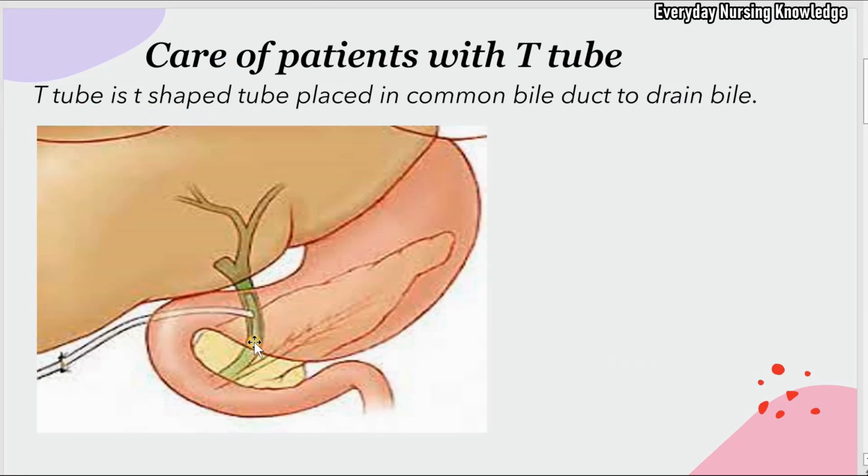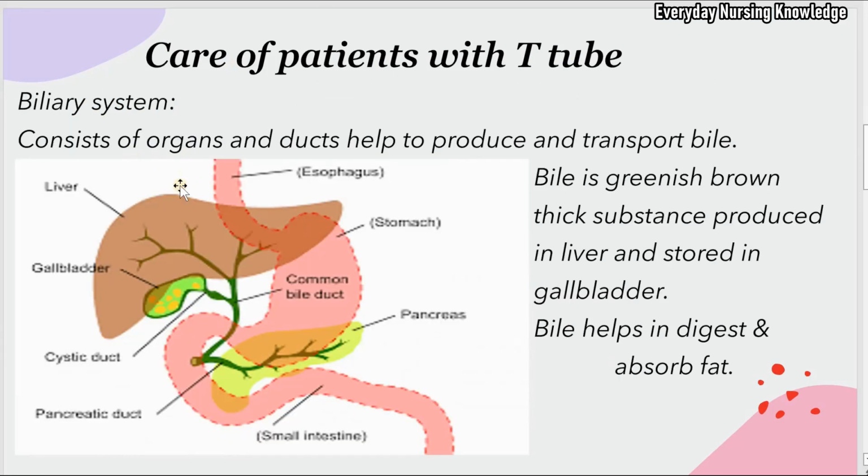Now let's see the biliary system. The biliary system consists of organs and ducts. It helps to produce and transport bile. So bile is a greenish brown thick substance. It is produced in the liver and stored in the gallbladder.